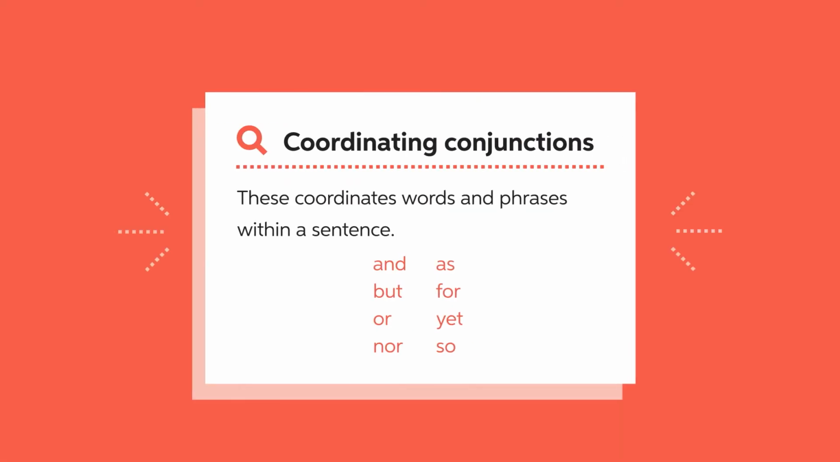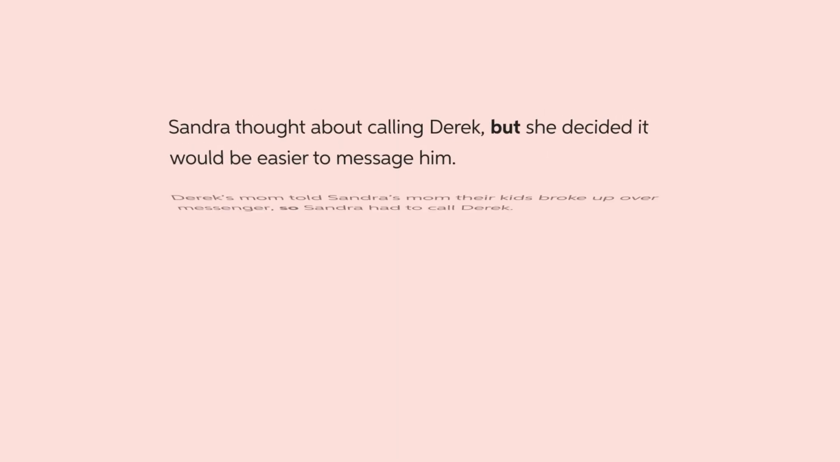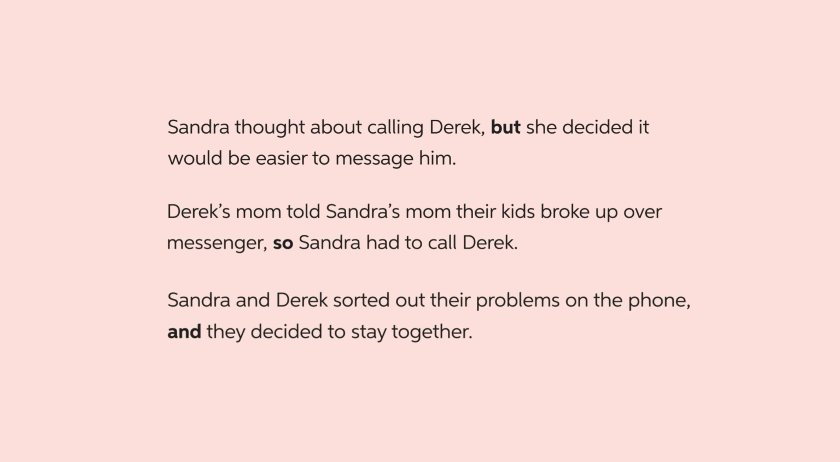A coordinating conjunction coordinates words and phrases within a sentence. The 8 words that make up this category are and, but, or, nor, as, for, yet, and so. Look at these examples of coordinating conjunctions in use. These bridging words coordinate between parts of a sentence with similar construction. Coordinating conjunctions also help to maintain parallel construction, which is what keeps the grammatical structure in a sentence consistent.